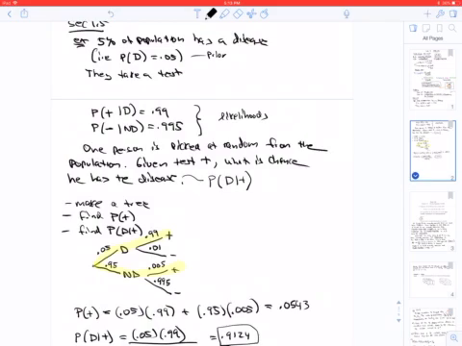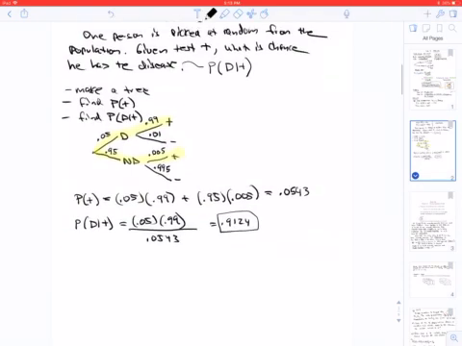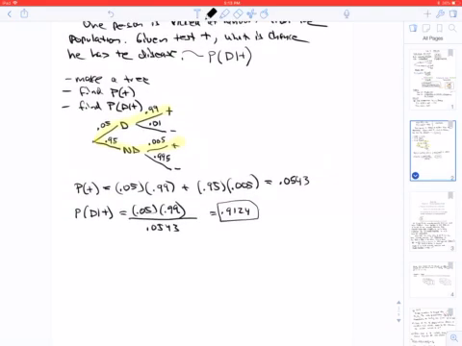The prior was 0.05. You would expect the posterior to be greater, right? If you find out that you have a positive test, it's more likely you have the disease. So we're going to make a tree. We're going to find the probability that you have a positive test, and then we're going to find the posterior.